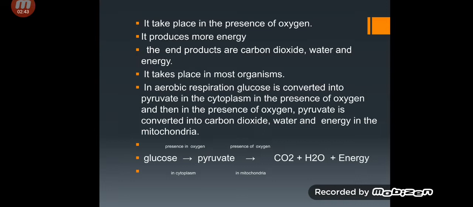So in aerobic respiration, glucose is converted into pyruvate in the cytoplasm in the presence of oxygen. And then in the presence of oxygen, pyruvate is converted into carbon dioxide, water and energy in the mitochondria. So just see here the chemical reaction: glucose in the presence of oxygen in cytoplasm gets converted into pyruvate. It means 6 carbons get converted into 3 carbons. And then pyruvate in the presence of oxygen in mitochondria gets converted into carbon dioxide, water plus energy.